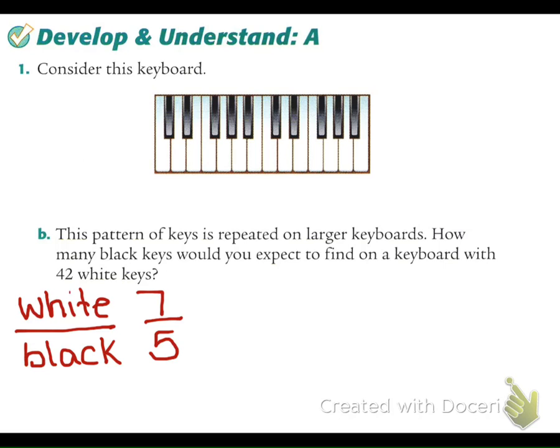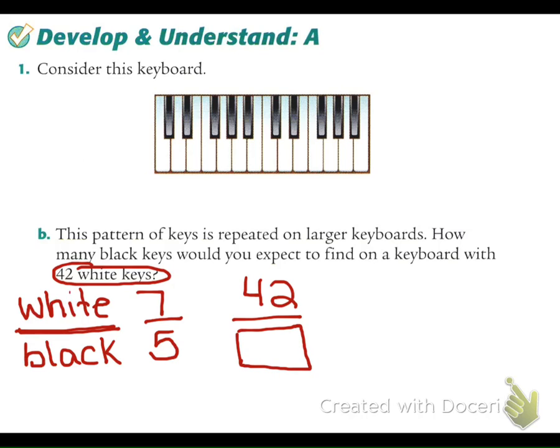You should have written that this is a white to black ratio and that our ratio is 7-to-5 because there are 7 white keys for every 5 black keys. They want to know how many black keys there'll be when there are 42 white keys. Where will 42 go in my ratio? 42 needs to go on top because that's where I'm recording my numbers of white keys. The information I'm looking to find is how many black keys there will be.